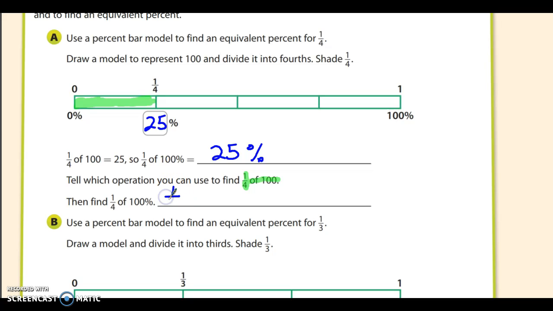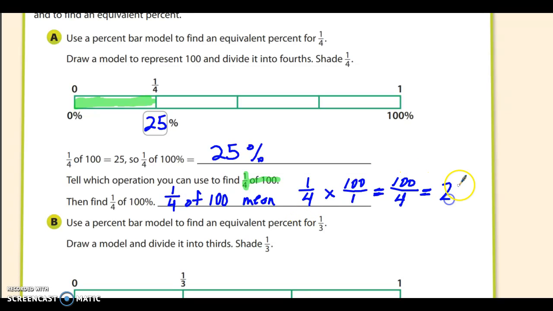Watch. 1/4 of 100 means 1/4 times 100, which is 100 over 1. Now it's really interesting because we're going to say that the operation is multiplication, but you actually divide, because you do 100 times 1, which is 100, over 4, or 1 times 4 is 4, and 100 over 4 equals 25. So it's really kind of both. It's multiplication and division. I think technically the answer is multiplication though.